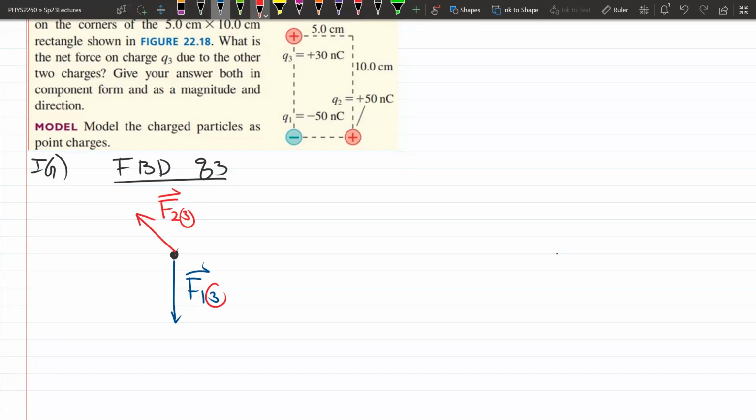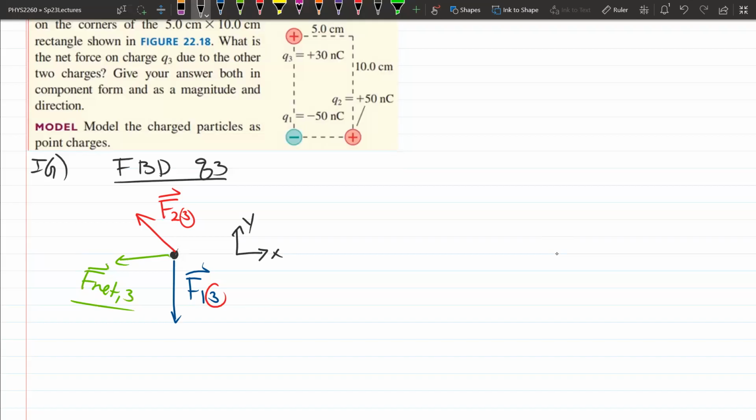The net force, let's do that in green, is going to be something like this, on charge 3. I don't know what the magnitude is, so I'm not sure how it's going to add up. Maybe it's going to be a little bit shorter, maybe like this, okay? That's what I expect the net force to be. I'm going to declare an X and Y axis. I'm going to make X horizontal, Y vertical, okay?